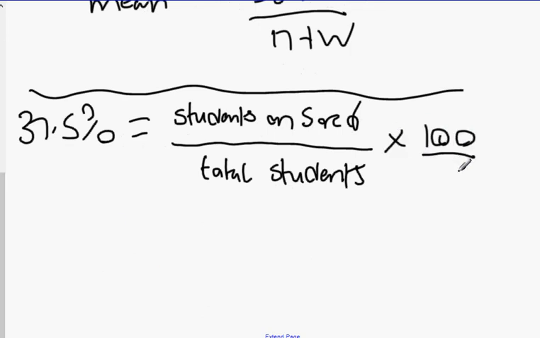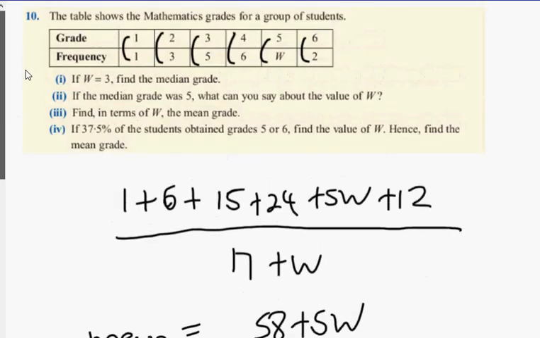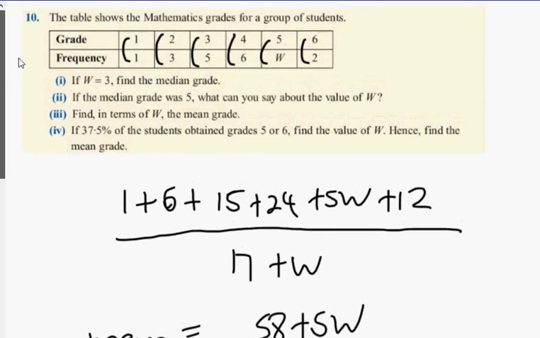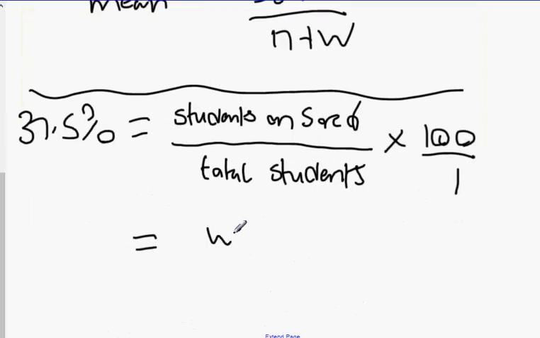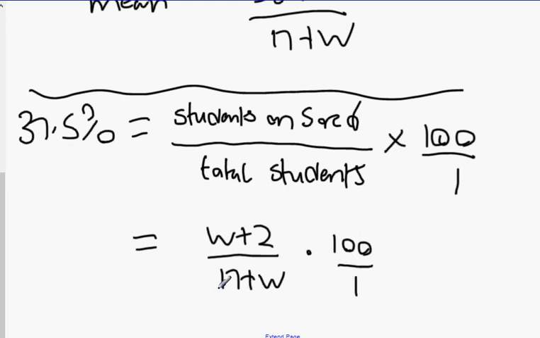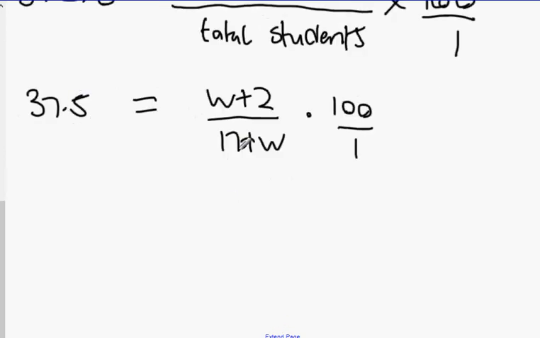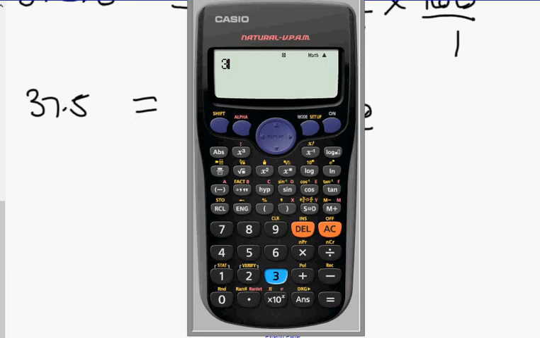Multiply that by 100 over 1. So how many people got a 5 or 6, lads, according to the chart? How many? W plus 2. What's the total number of students? Total number of students is 17 plus W. If we multiply that by 100 over 1, we should find out what it equals to here. So that's 37.5, okay? So what we're going to get is just cross multiply. What's 37.5 times 17?